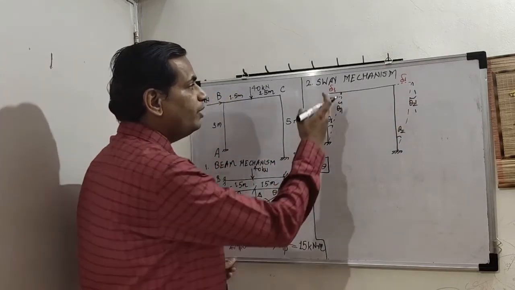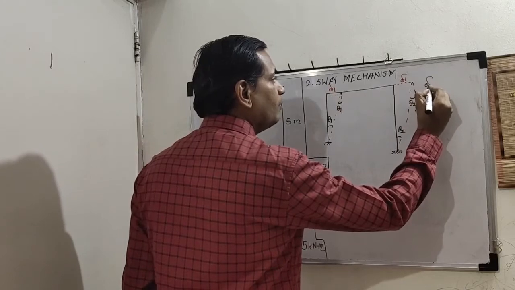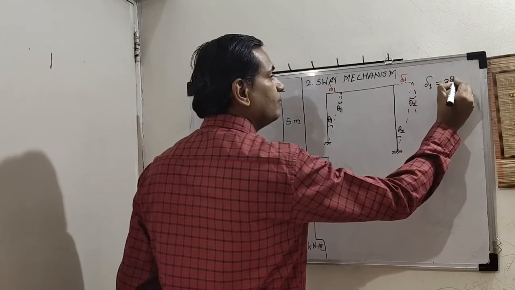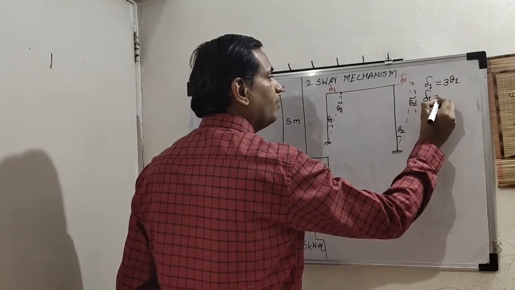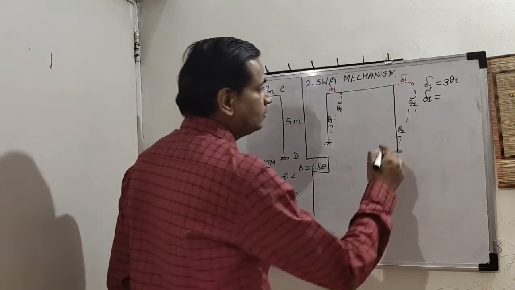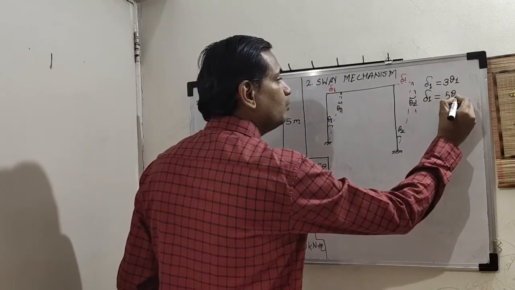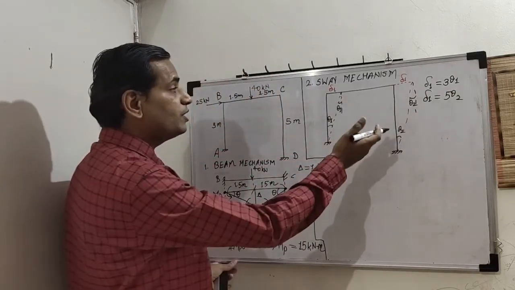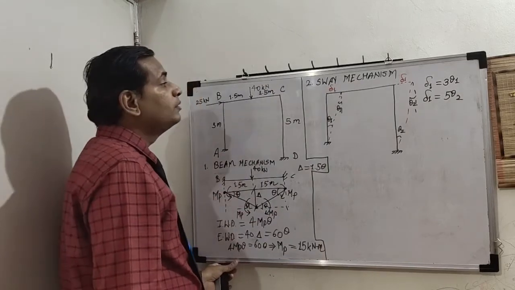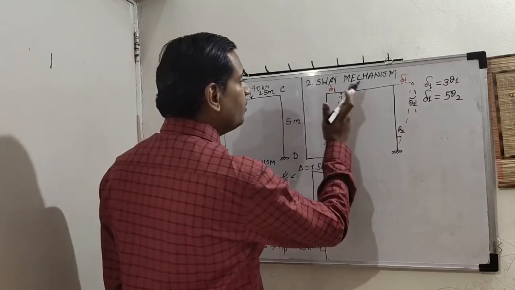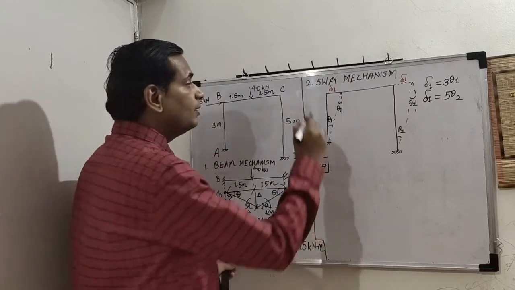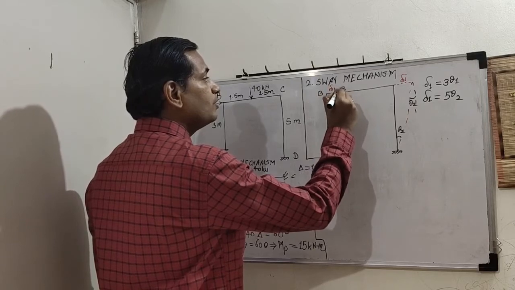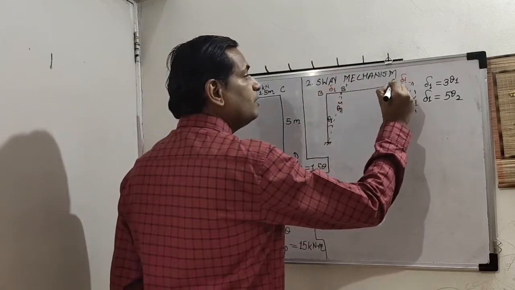So we will have two values of delta 1. Delta 1 from the left hand column is 3 theta 1, correct. Another value of delta 1 is 5 theta 2. You might ask, if theta is not the same for the columns, why is delta 1 the same? Because after getting swayed, whatever is the amount by which B has gone to B dash, by the same amount C will go to C dash.